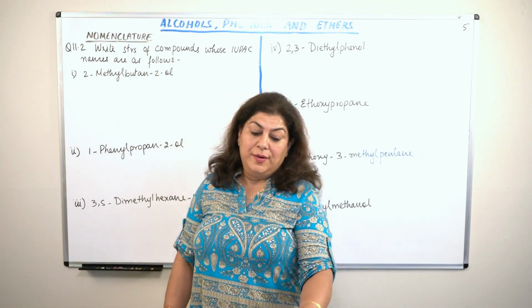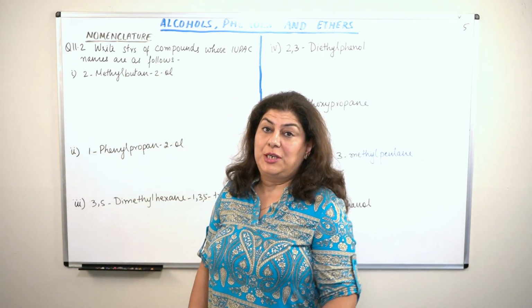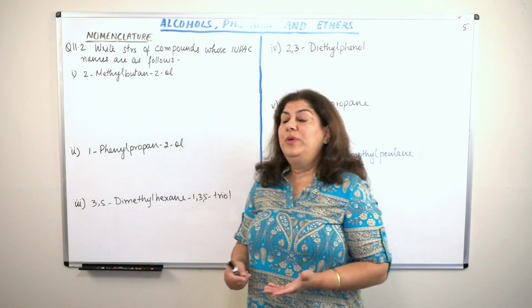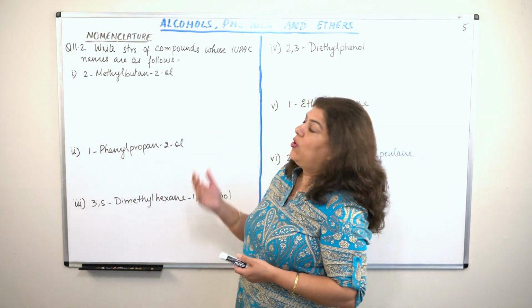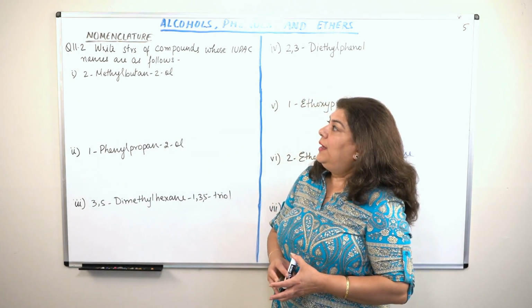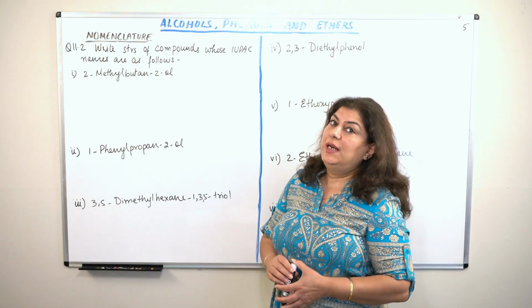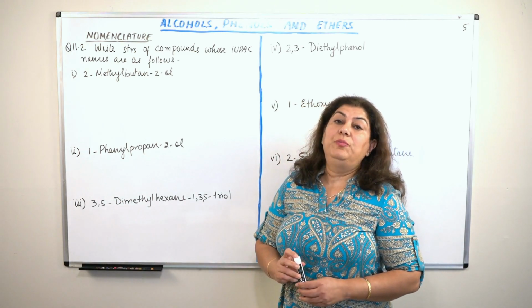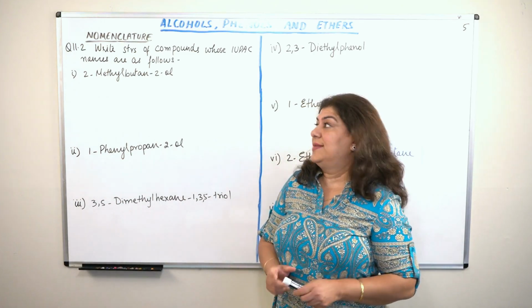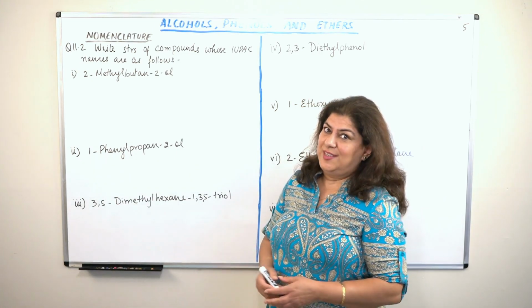Moving on with our solution of problems of the textbook exercise regarding nomenclature of alcohols, phenols and ethers. In this video, I'll be doing question 11.2 and 11.3 of your textbook exercise. So let us start straight away.